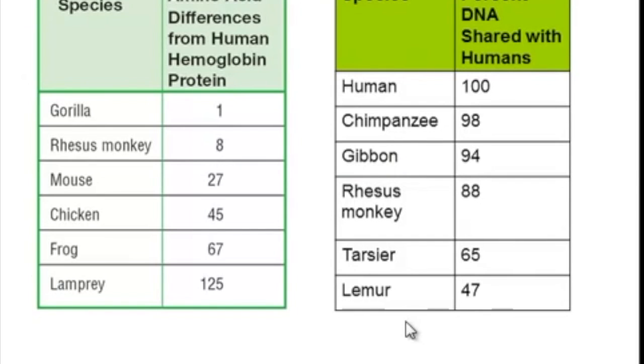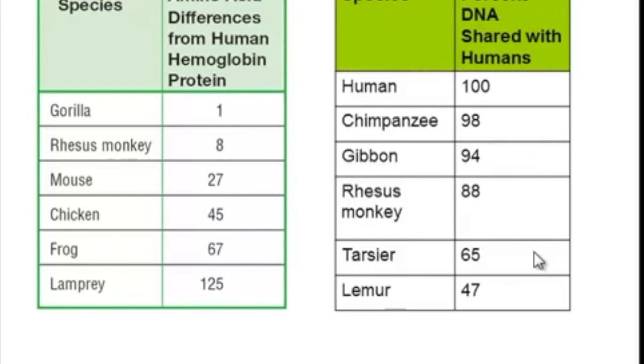In molecular biology, the two main molecules that are used as evidence are proteins and DNA. Here you can see that the amino acid sequences in human hemoglobin is being compared to several other species. Based on the fact that there's only one difference in amino acid between our hemoglobin and a gorilla's hemoglobin, we can infer that we have a very recent common ancestor with the gorilla, and that we're more closely related to gorillas than we are to, say, frogs, whose hemoglobin is 67 amino acids different from us.